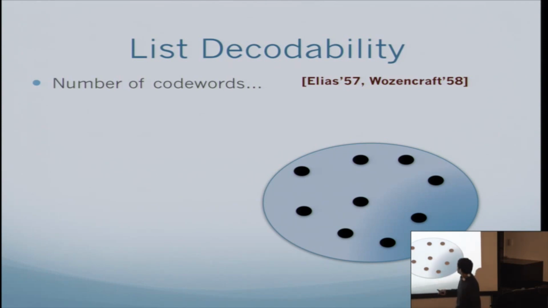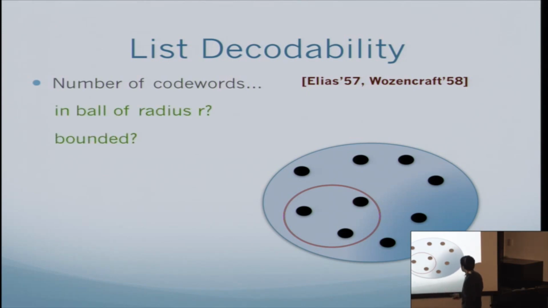Okay, and what is list decodability? Well, it asks for the number of code words in a ball of radius r, and you want to show that it's bounded. What is the maximum radius you can get to, and still ensure that the number of these black dots is bounded, right? That's the list decoding problem.